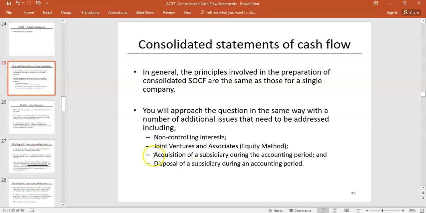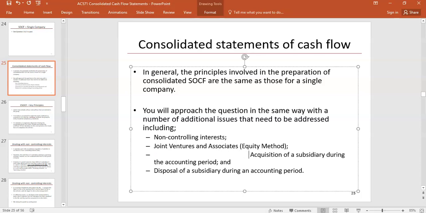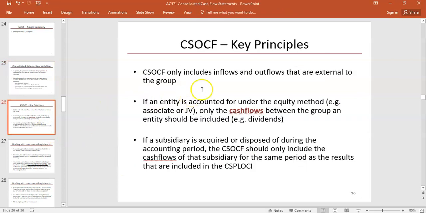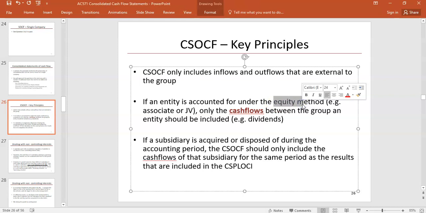And in any exam question, you're going to get guaranteed one of those that you need to understand and be able to approach. A mid-year acquisition of a sub or a mid-year disposal, and what impact will that have on cash flow adjustments. So the key principles are we only want the cash flows related to the group. So for example here, when you're talking about the equity method, remember the profit shown in the P&L for an associate or JV, that's not cash flow, because that's only the amount of profit earned.